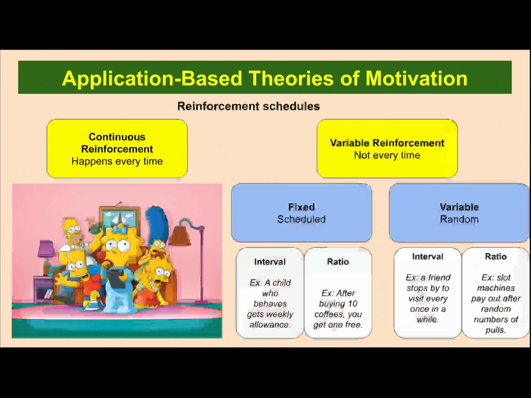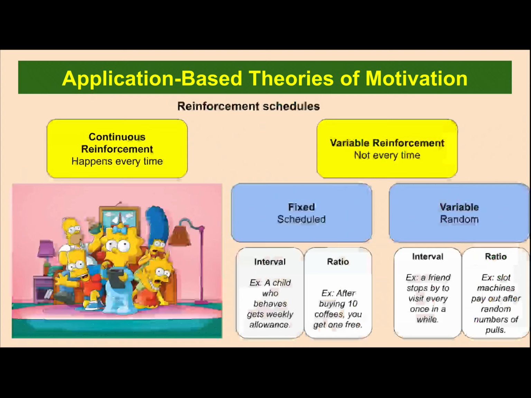A fixed interval schedule, an example of this would be a child who behaves and gets a weekly allowance. They get their allowance every Friday as a reward for behaving. This is on a fixed interval. It doesn't happen every single time they behave, right? Every time they do a chore, they don't get paid. They just get paid on Friday, once a week, for behaving. That's a set time schedule.